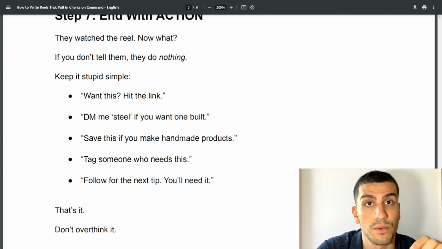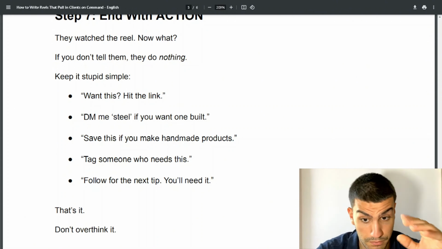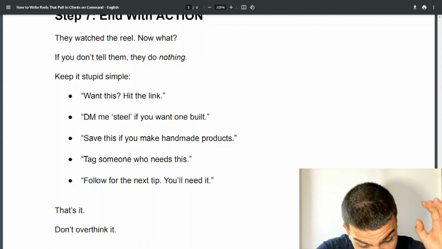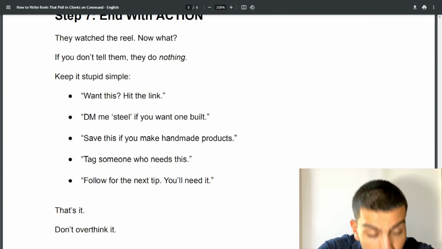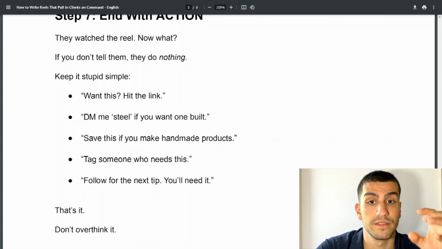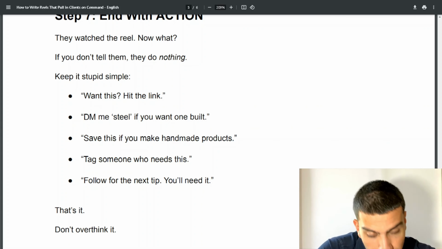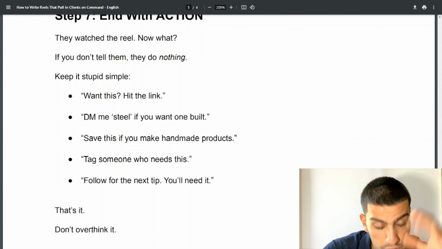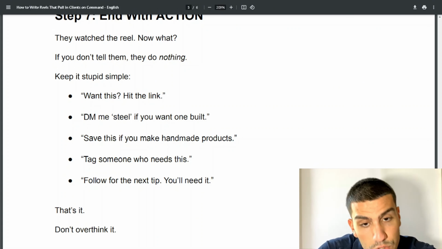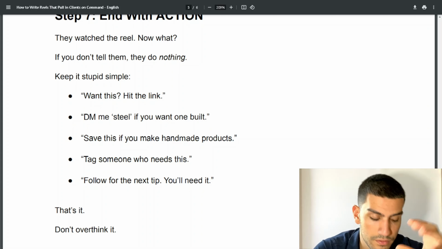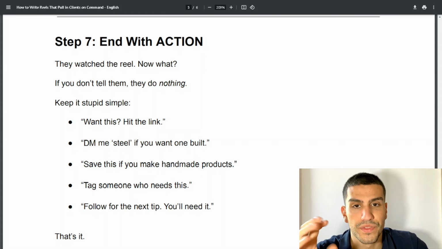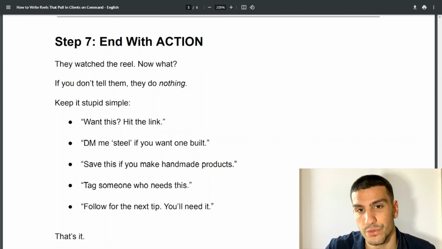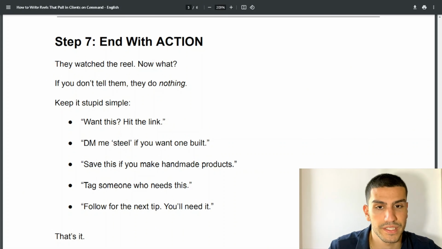Don't forget to add some action. Tailor it, make it custom, make it something that works for you, for your business, for your goals, but don't forget to do so. Don't overthink it. Just put some action at the end. Make them do something that's in your favor. That's it. This is the framework I usually use, the 7 steps when I'm writing scripts.